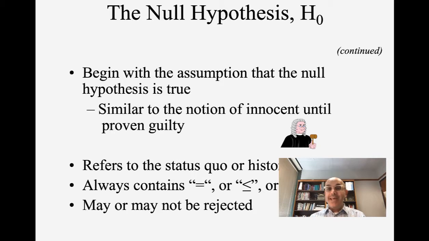So we begin with the assumption that the null hypothesis is true, and in this case, the notion is innocent until proven guilty. So in this case, it always contains an equal sign, or smaller or bigger, and it may or may not be rejected.